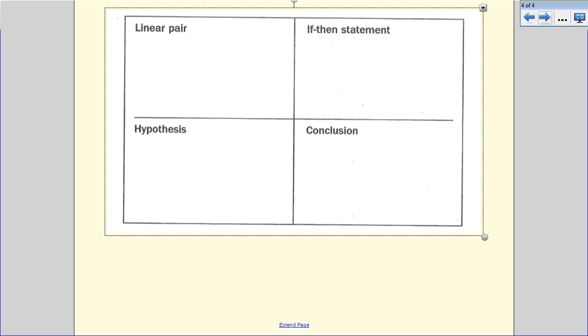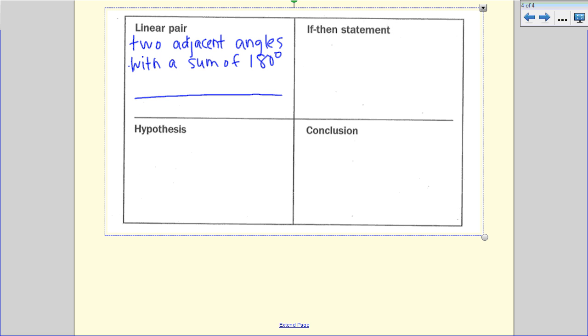Linear pair, two adjacent angles. So that's what's important for us to remember. They have to be adjacent with a sum of 180 degrees. So a linear pair has to look like this. Alright? So angle 1 and angle 2 are a linear pair.